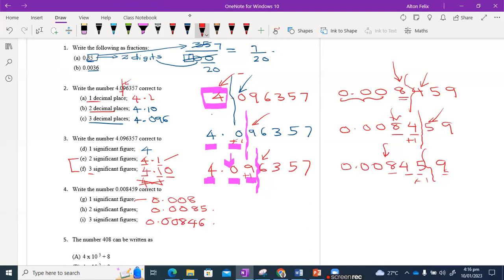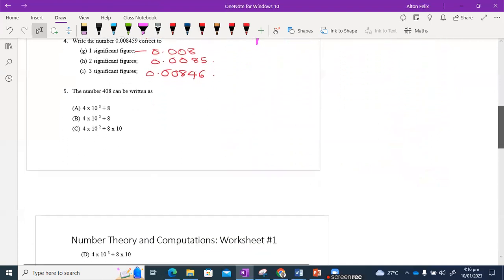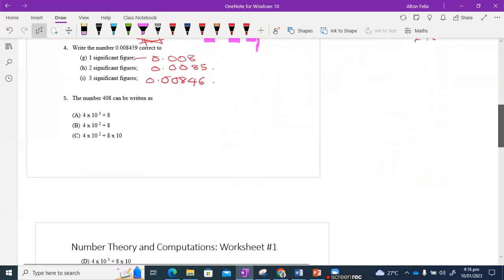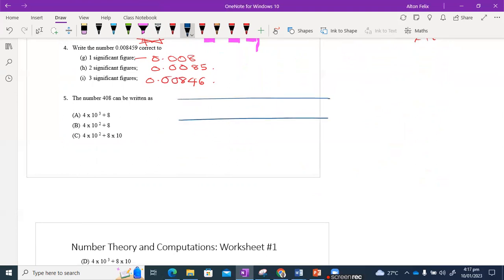Okay, let's go to question number 5. Now, this one is a very interesting question. It asks you 4.08, how can we write that? So what we need to recognize is this 408. Let's occupy the position of each digit in our table. And this table is called your place value table.